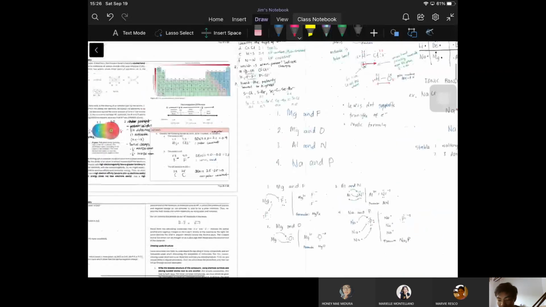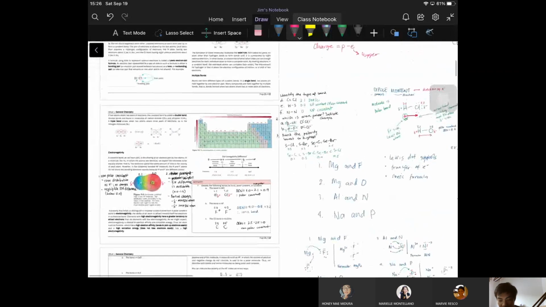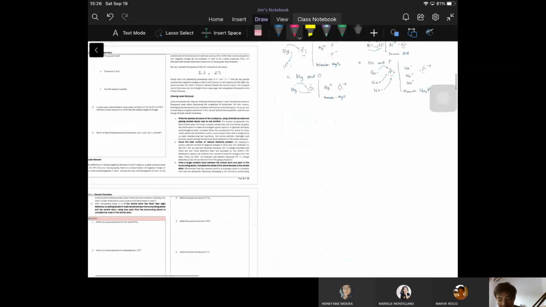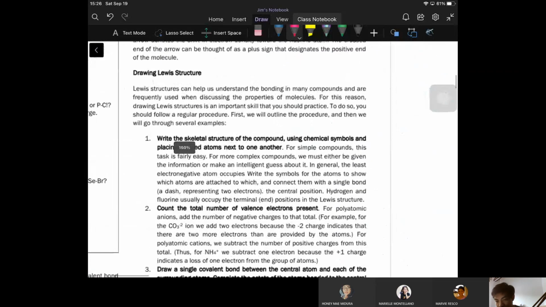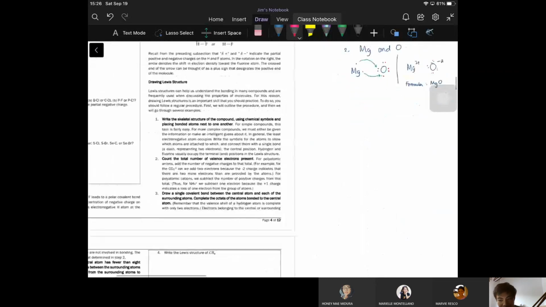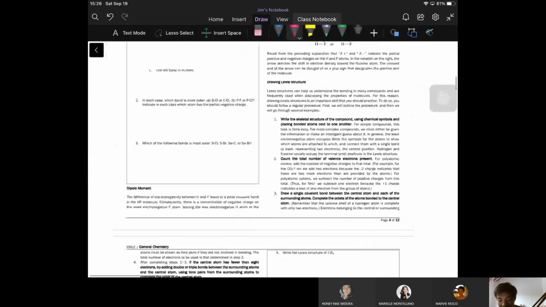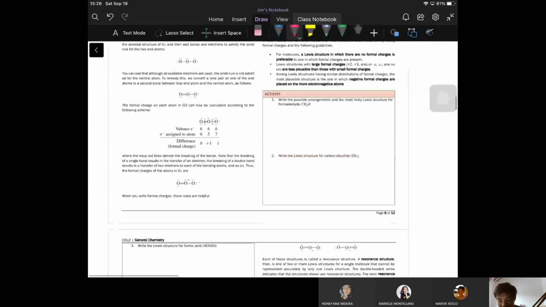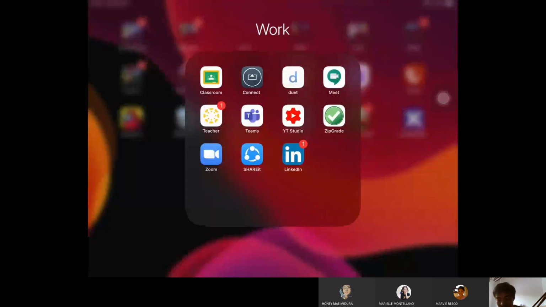Okay, with that, we are done with our goal for today. Next meeting, Lewis structures tayo. So, yan. You can read this PDF na. Pwede nyo na ito basahin. So, mas maganda kung may copy kayo eh.